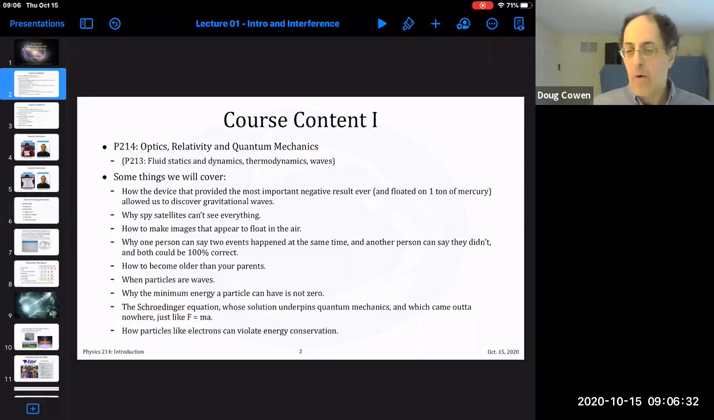We'll also talk about, for example, why spy satellites can't see everything. We'll show how you can make images that appear to float in the air. We'll talk about, when we discuss relativity, why one person can say two events happened at the same time and another person can say that they didn't. And both of those people can be 100% correct. It sounds like a logical contradiction, but it isn't. And then we'll talk about the scary possibility of how you could become older than your parents.